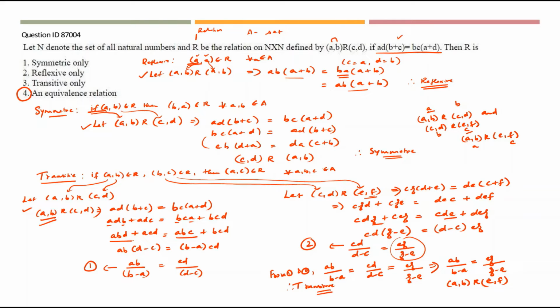So in this way we are proving it to be an equivalence relation, but you need not go for this part. Once you prove reflexive as well as symmetric, you need not check for transitiveness due to the options given like this. Next question.